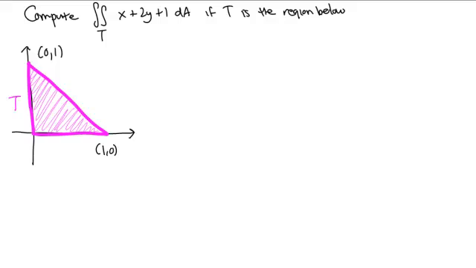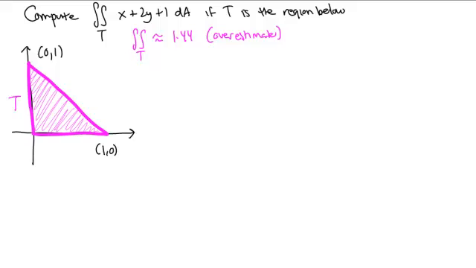Compute the double integral of x plus 2y plus 1 over the region T, if T is shown below. So remember, we already did this problem as an approximation, and we showed that the double integral was approximately 1.44, and that we guesstimated that this was an overestimate. So now let's see if we can work out an exact value using Fubini's theorem.